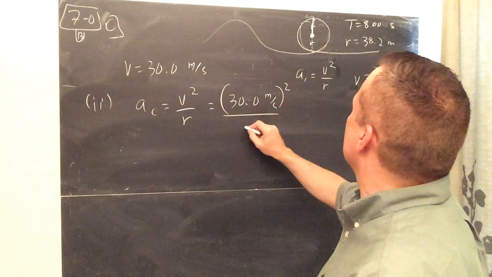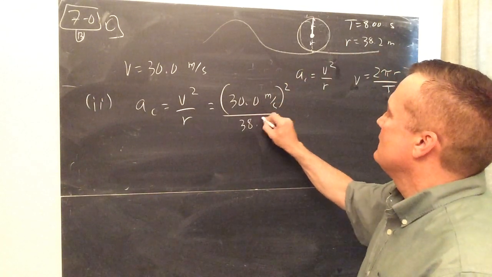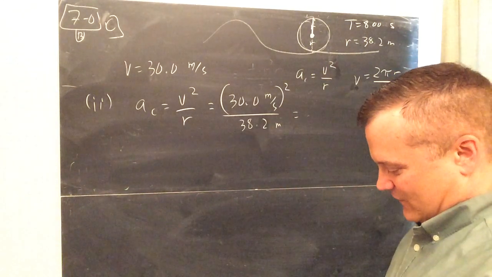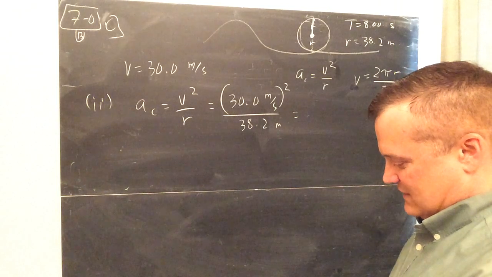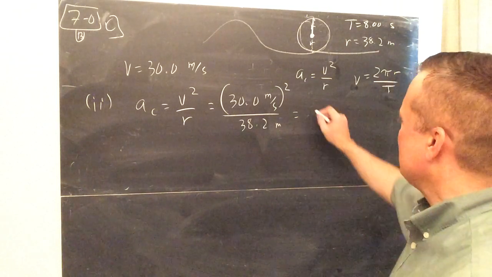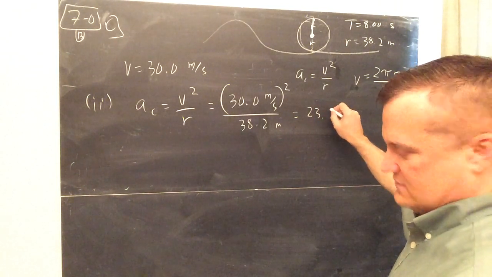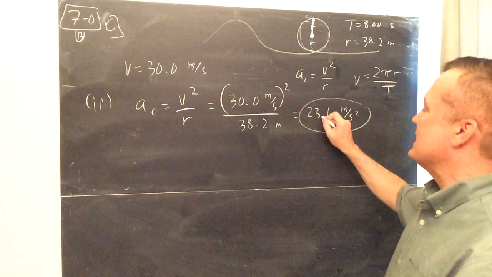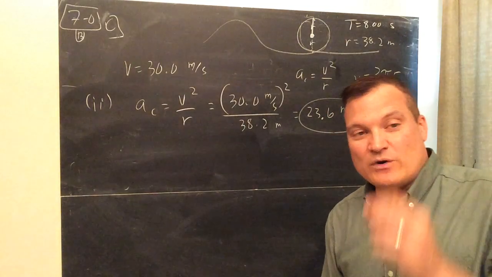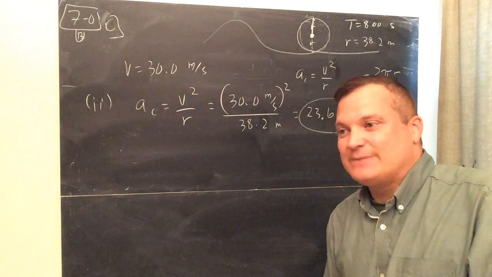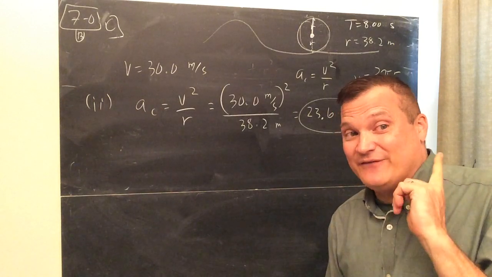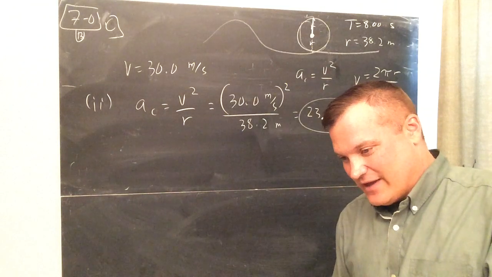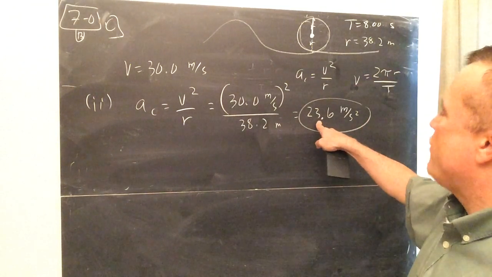30 squared over the radius, 38.2. I'm glad I wrote that down. I was thinking it might come back. All right, 30 squared divided by 38.2 gives 23.6 meters per second squared. So that's a big acceleration. Okay, think about that. Remember, when you fall to the Earth, the acceleration is 9.81. We saw the moon a moment ago. So 9.81 is when you fall to the Earth. Well, the acceleration here is 23.6.